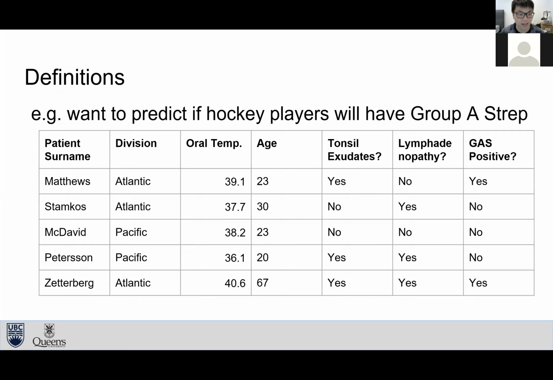So pretend there's this data set. Let's say we have a bunch of hockey players and we have their demographic data, what division they're in, and we have some clinical data of their oral temperature and their age, whether they have exudates and lymphadenopathy. And our outcome that we want to predict is if they have group A strep.